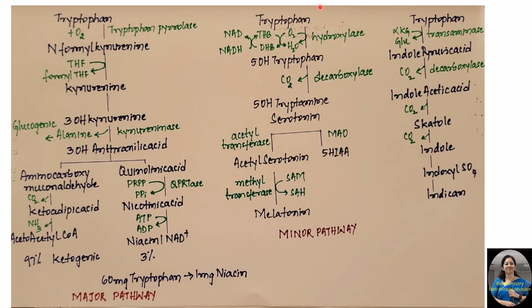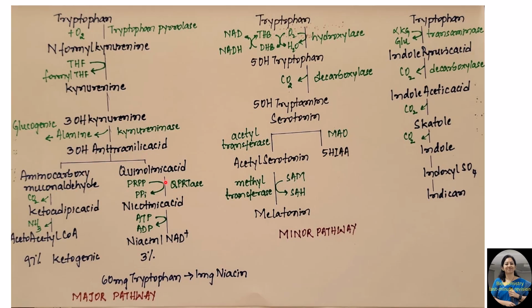Now this is the overview of the entire tryptophan metabolism, which includes the major pathway and minor pathway. Quick summary: tryptophan in the major pathway is acted upon by tryptophan pyrrolase to form N-formyl kynurenine, which donates a formyl group to tetrahydrofolate and gets converted to kynurenine. This undergoes hydroxylation to form 3-hydroxykynurenine. Alanine is removed from 3-hydroxykynurenine by the kynureninase enzyme, which requires pyridoxal phosphate coenzyme, and gets converted to 3-hydroxyanthranilic acid.